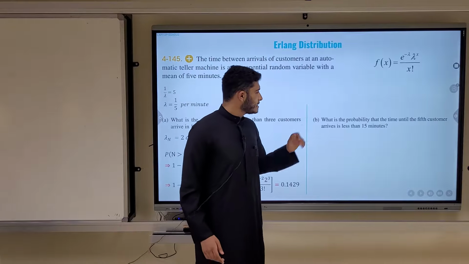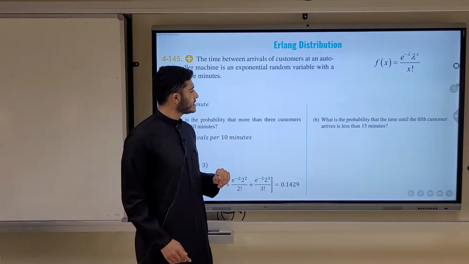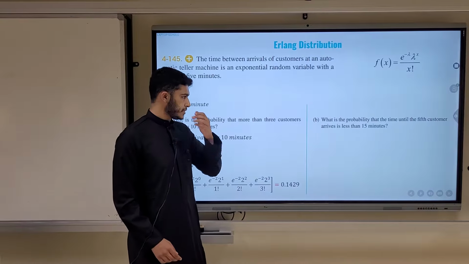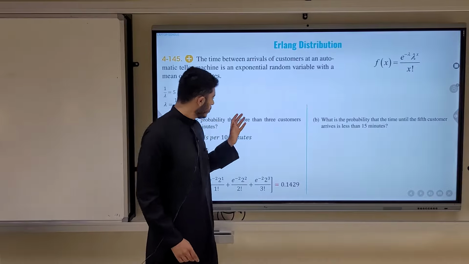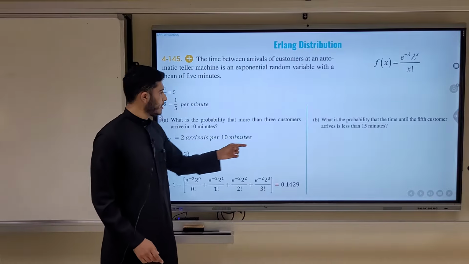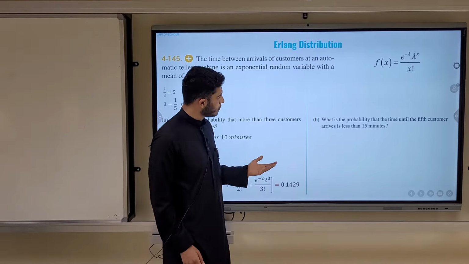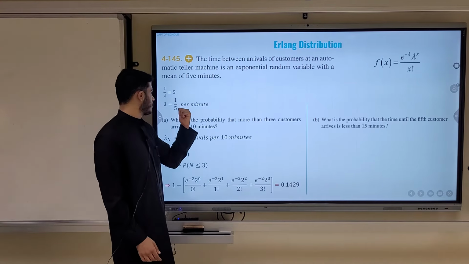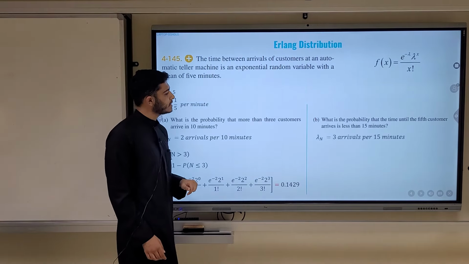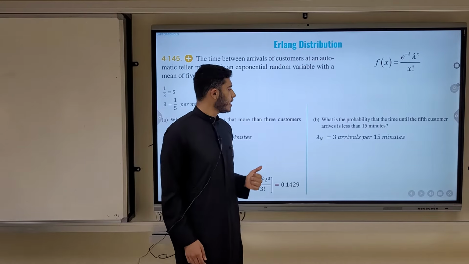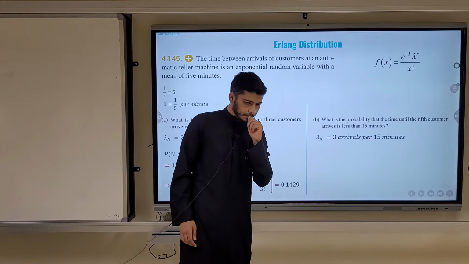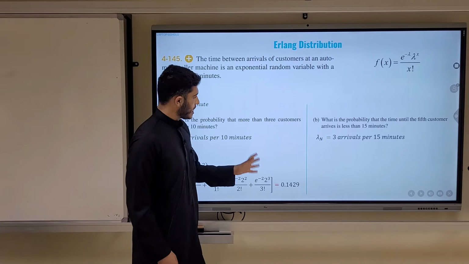What is the probability that the time until the 5th customer arrives is less than 15 minutes? Okay. Modify the rate. Here we need 15 minutes, and we have the rate per 1 minute. Multiply it by 15. You're going to get the modified rate to be 3 arrivals per 15 minutes. Okay. This is out of the way.